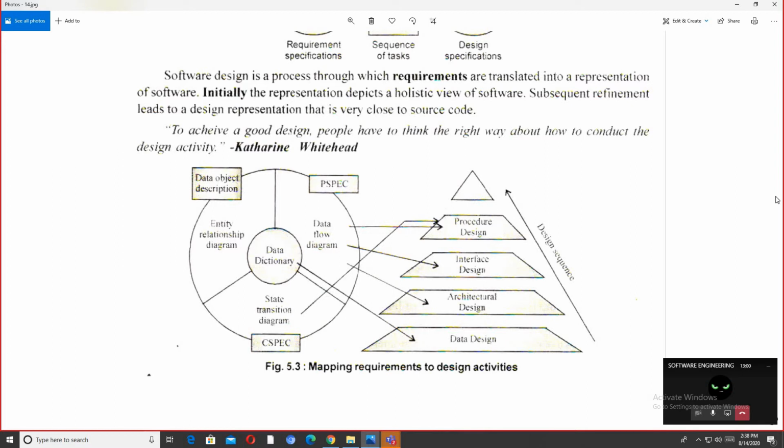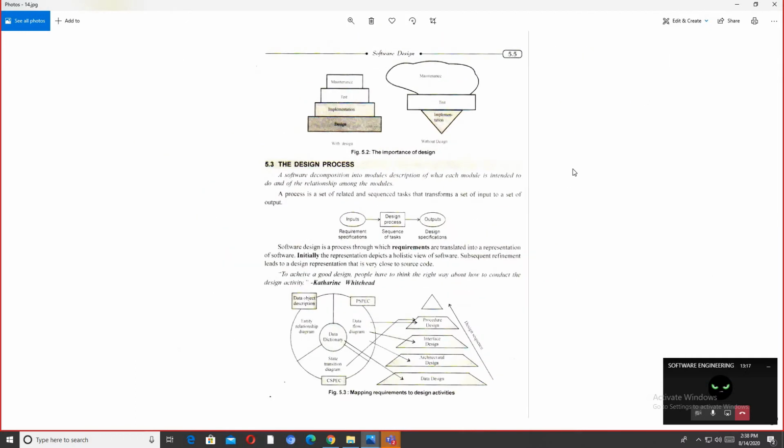Similarly, a state transition diagram is a transition of one state to another state, a control specification, and further it is mapped to procedure design. So this is how it is happening over here. If you have any doubt, you can ask me midway.